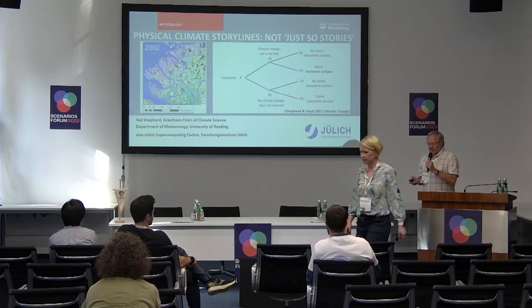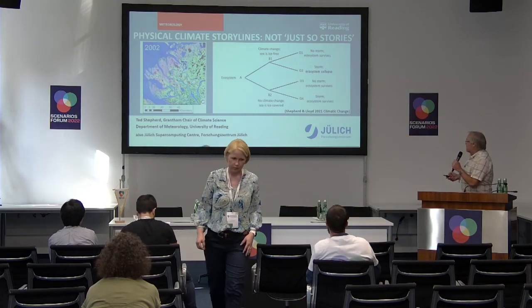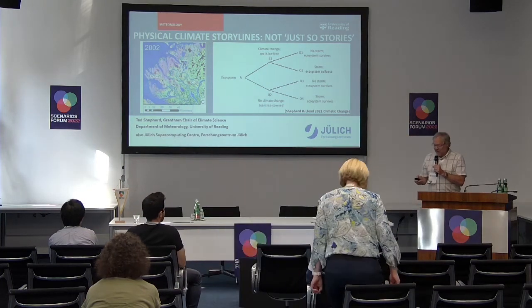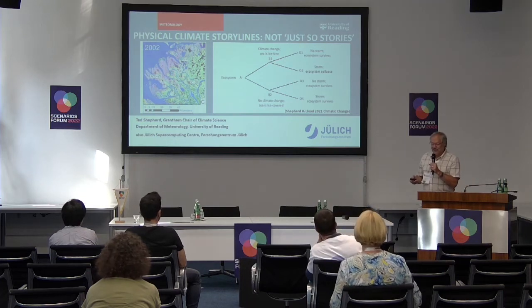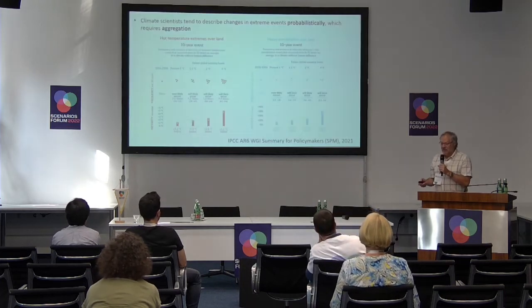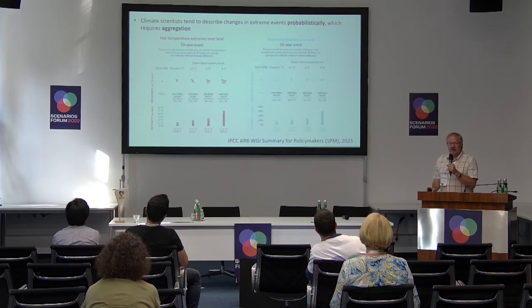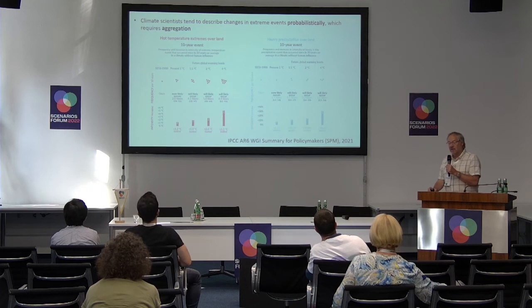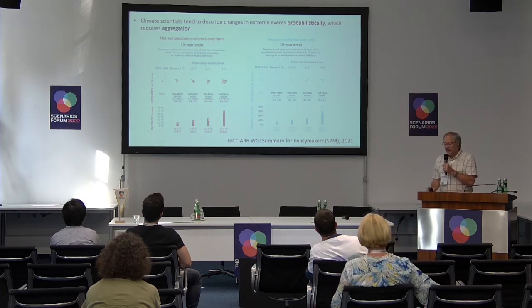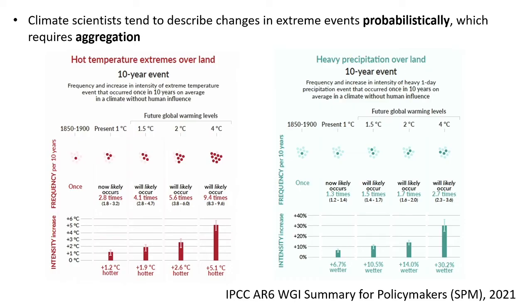Okay, so the title was not just so stories, which I'll explain when I get there. As you probably know, climate scientists tend to describe changes in extreme events probabilistically. This is a figure from the Working Group 1 AR6 summary for policymakers for temperature extremes and heavy precipitation over land. Of course, to do that, you have to aggregate.